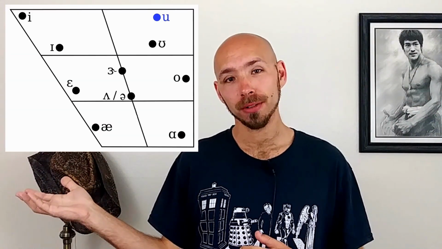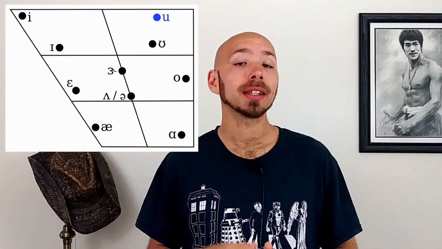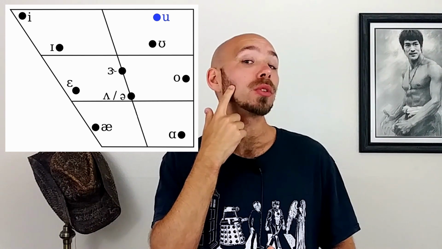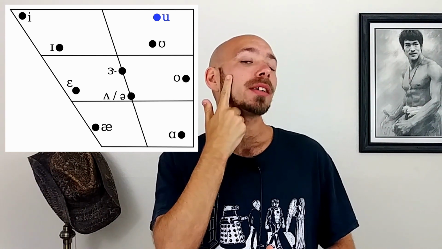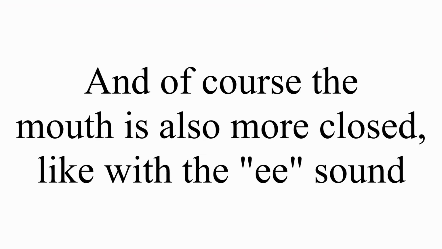The oo vowel sound is one of the easiest vowel sounds to both hear and master. This is because, like the E sound, many languages have the oo sound. First, let's look at the vowel chart. We see that the position is in the back of the mouth, so you are using the back of your tongue, and it is very high.